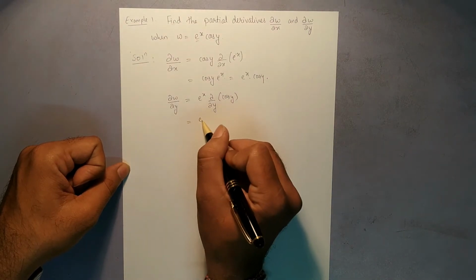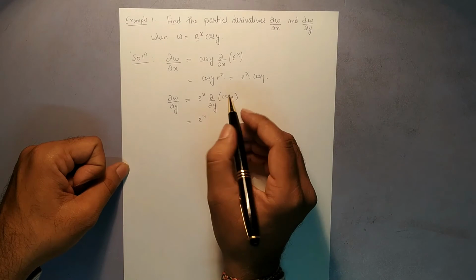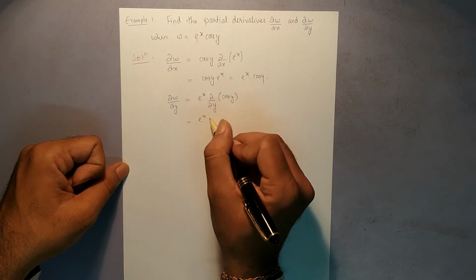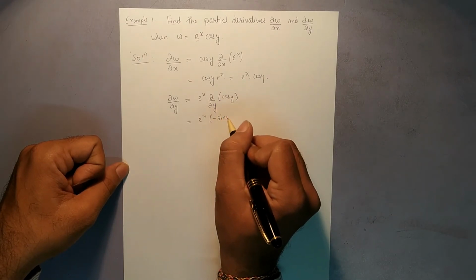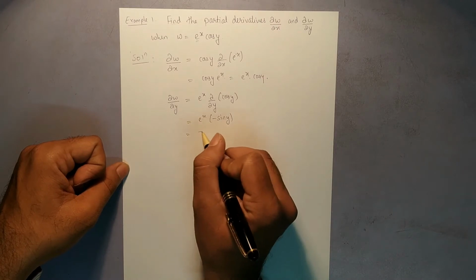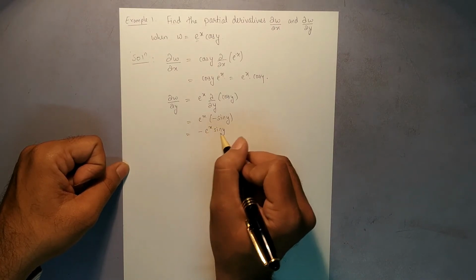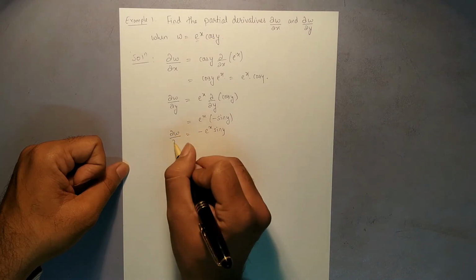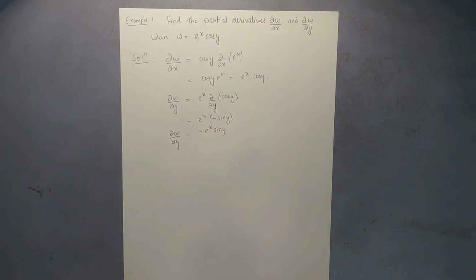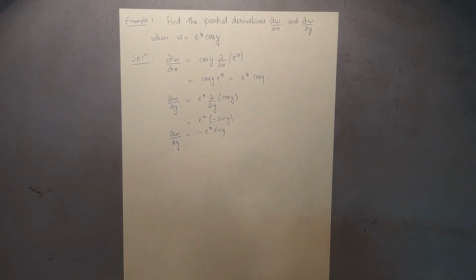So this can be written as e raised to x as it is. The derivative of cos y is minus sin y, so we can write this as minus e raised to x into sin y. So ∂w/∂y is minus e raised to x into sin y.